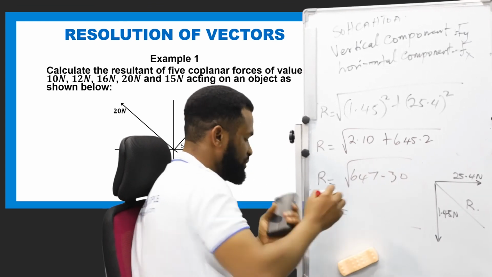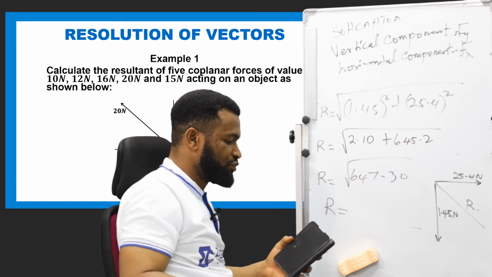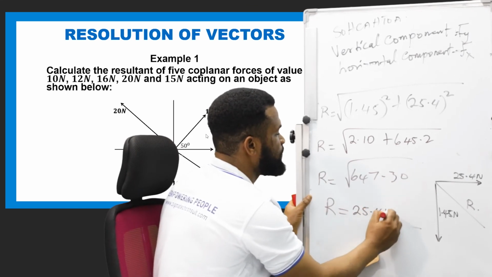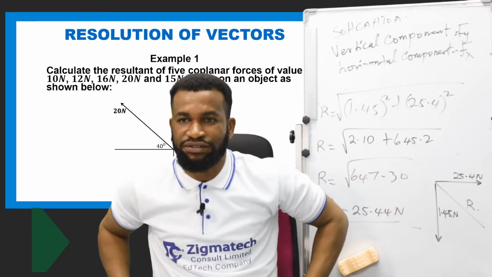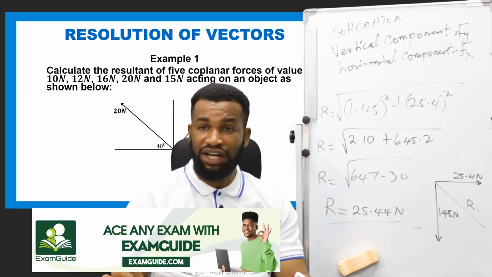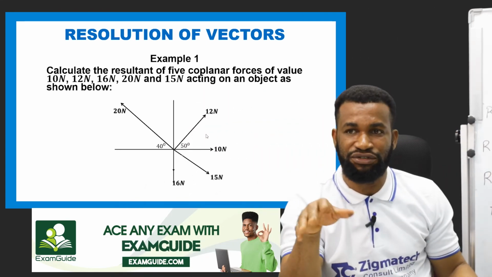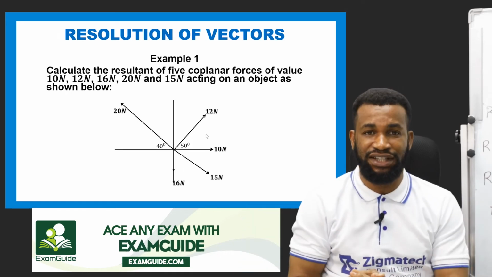The resultant is going to be 25.44. The resultant is 25.44 Newton. This is the resultant of this vector. You just need to pay keen attention, and if there is any step you miss, you can check back. And thank you. We have come to the end of this lesson.